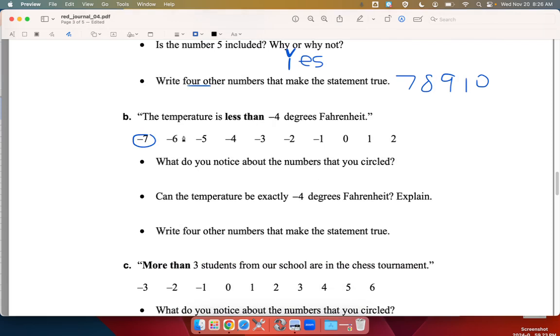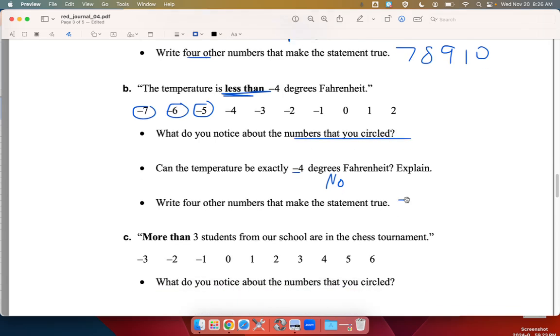The temperature is less than -4. In class, we would be doing this, and you do it on your own first, then I talk about it. But since it's less than -4, all the numbers we circled are colder. They're smaller than -4. Can it be -4 degrees? Well, is -4 less than -4? No, it is not. -4 is equal to -4, but it said it had to be less than. So that's why it's not included. Again, 4 numbers that make it true: -10, -3 billion, -3 trillion, whatever the national debt is. All those different numbers work.